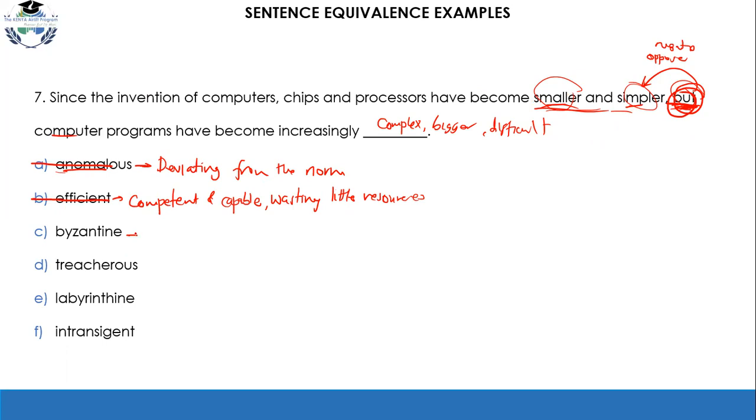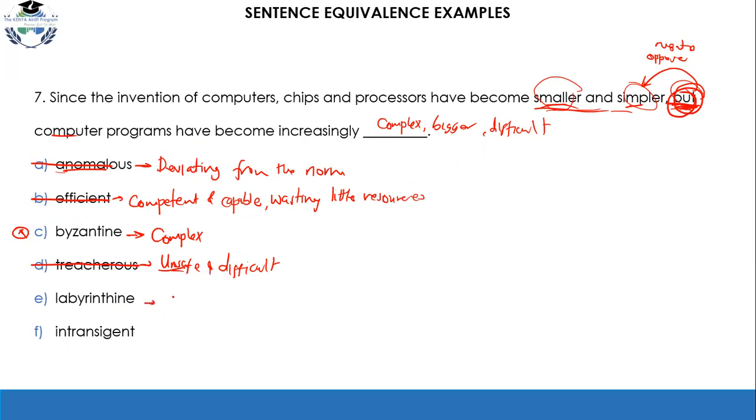Byzantine means complex. Byzantine means complex. That's basically the meaning of this word. So this one would probably work out for us. Treacherous means unsafe, right? Unsafe and difficult. That's what treacherous means. So here we don't really have anything that talks about computers being unsafe. This sentence does not imply anything on it being difficult or unsafe, with unsafe being the keyword. It could be difficult, yes, but treacherous would have to be unsafe and difficult. So treacherous does not really work out for us here, right?